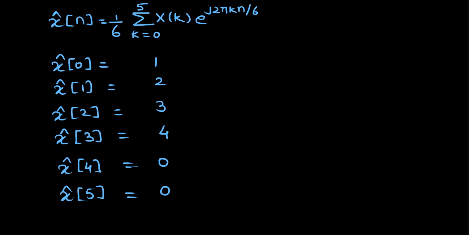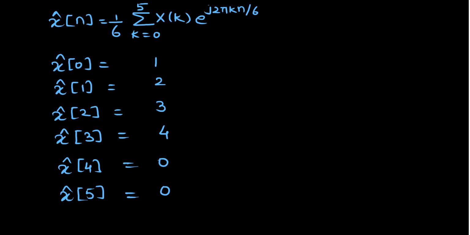So this is the 6-point DFT, and now let us try to find out the inverse of this sequence, which can be obtained as x hat of n is equal to 1 by 6 summation k running from 0 to n minus 1. So the value of n minus 1 is 6 minus 1, that is 5, x of k into e to the power j 2 pi k n by 6. And now when we substitute the value of n and solve this summation, what we obtain is x hat of 0 as 1, x hat of 1 as 2, x hat of 2 as 3, x hat of 3 as 4, x hat of 4 as 0, and x hat of 5 as 0.